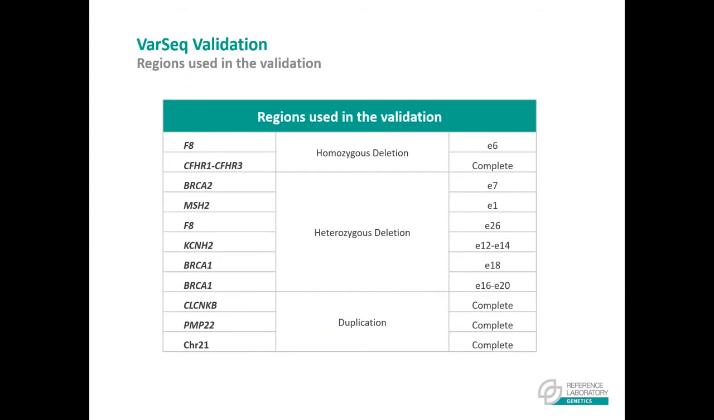In this table, I show some of the regions and alterations used for this validation. As you can see, there are all kinds of events, including different sizes and locations. Examples of the genes are F8, BRCA2, MSH2, F8 another time, having events like duplications, homozygous deletions, and heterozygous deletions of one gene, of one exon, or of complete genes.